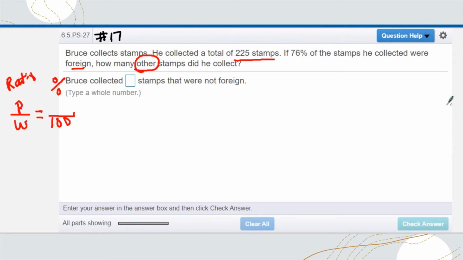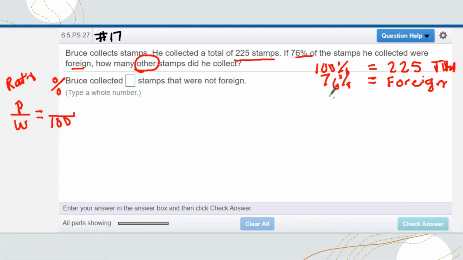So what you have to understand for this question is that if 225 is the total, the whole percent is 100%. And 100% is equivalent to the total number of stamps, which is 225 stamps. If 76% is equivalent to foreign, we don't know the number, but we know that 76% is the foreign stamps. This is the whole, the total. If we subtract the percentage, this will be the other.